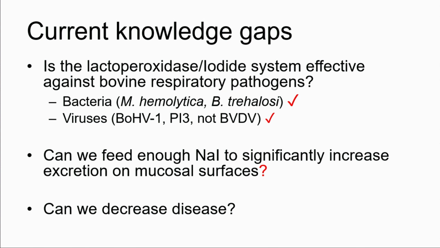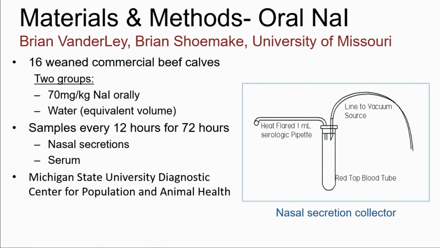So our next question was, can we replicate the human study where they were able to have humans take sodium iodide and increase airway secretions of iodine? This was done by Dr. Brian Vanderlei and Dr. Brian Shoemake at University of Missouri, and they used 16 weaned commercial crossbred beef calves and basically dosed them one time orally with 70 milligrams per kilogram of sodium iodide, and they did a crossover design where some of the calves received water as well as an equivalent volume.